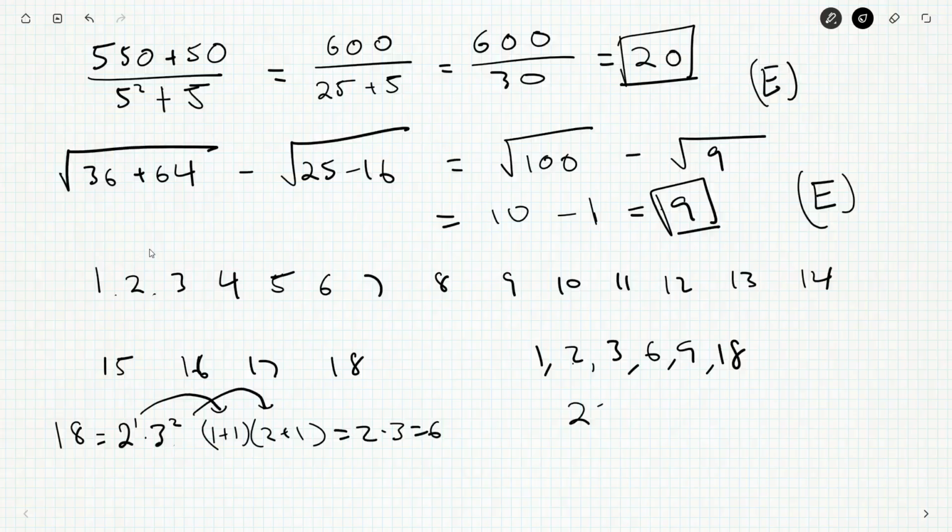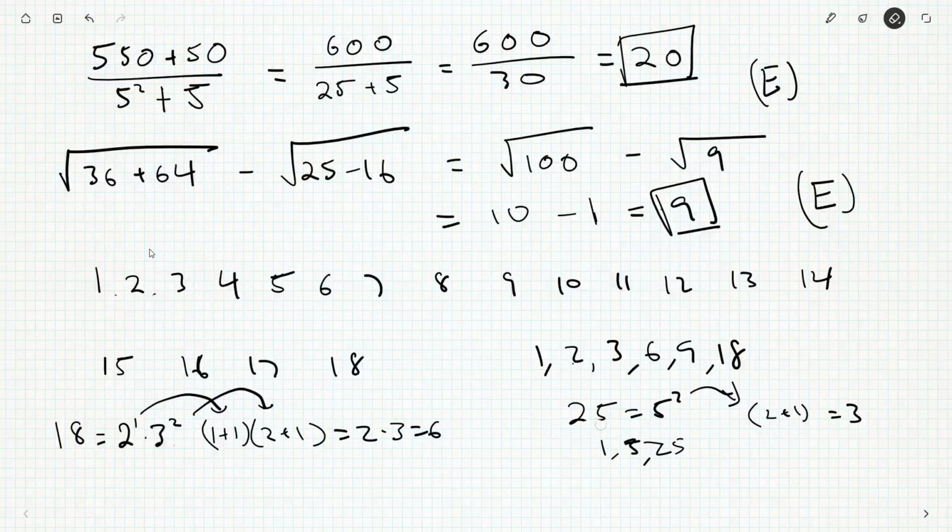Okay? Similarly, for example, 25 is 5 squared. How many factors does 25 have? You take this 2 plus 1, nothing else to multiply it by, so 3. And it does have 3 factors, 1, 5, and 25. So this really does work. It's an interesting little technique.